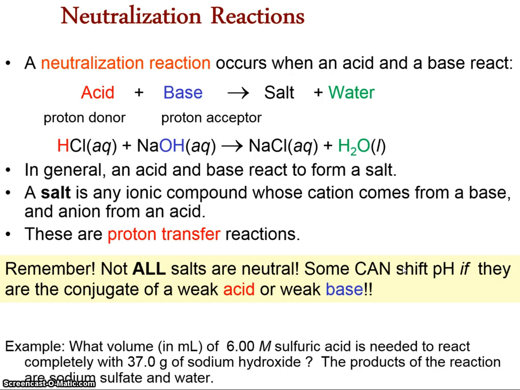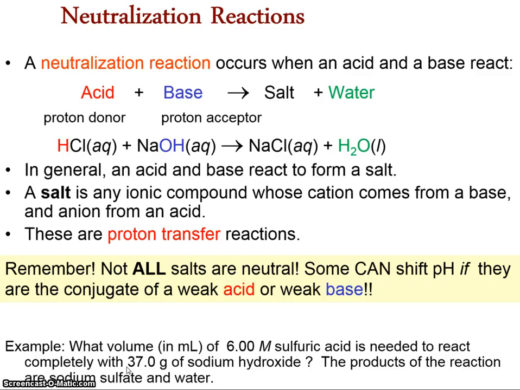If I had something like sodium acetate, that would be weakly basic. If I had something like ammonium acetate, that's got the conjugate of a weak acid and the conjugate of a weak base, I'd have to look and see: is the Ka of the acidic part larger than the Kb of the basic part?